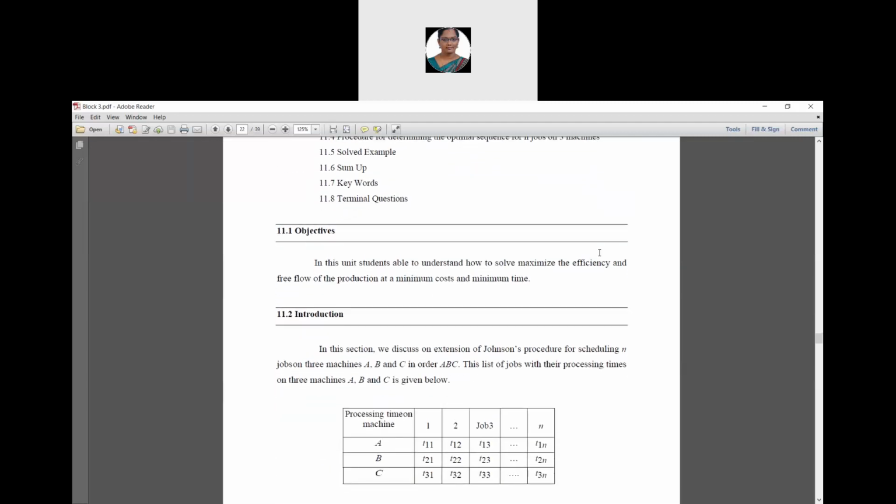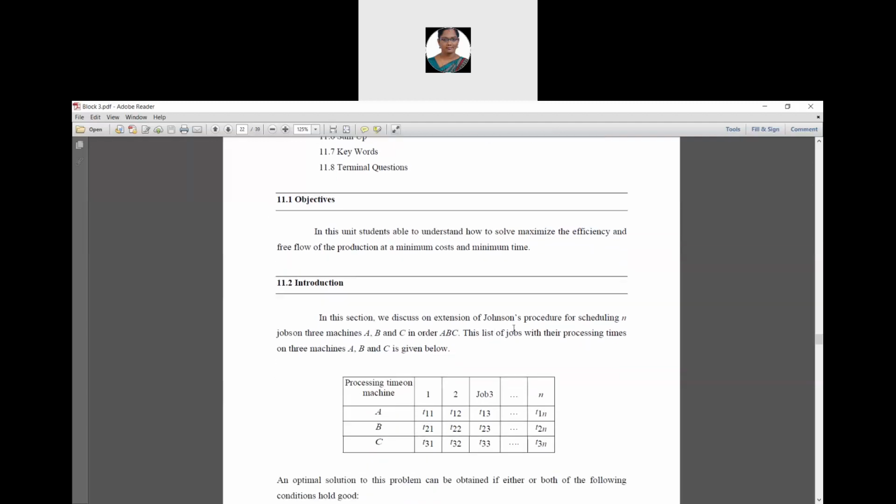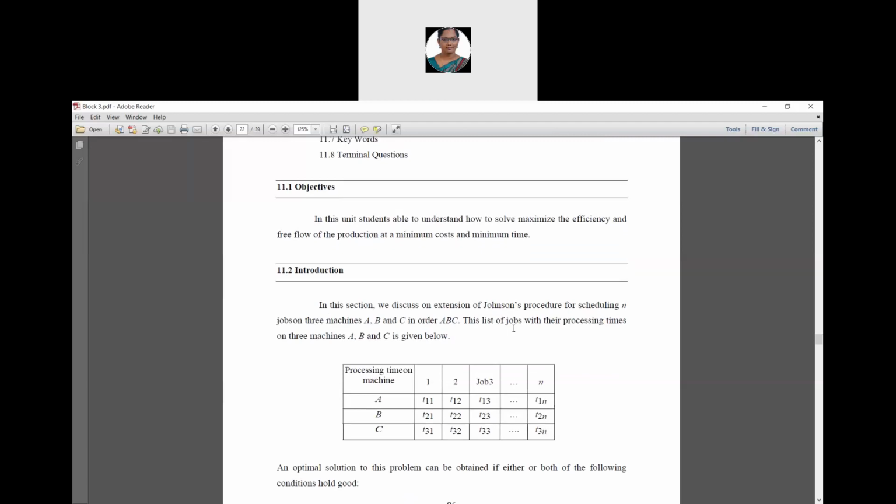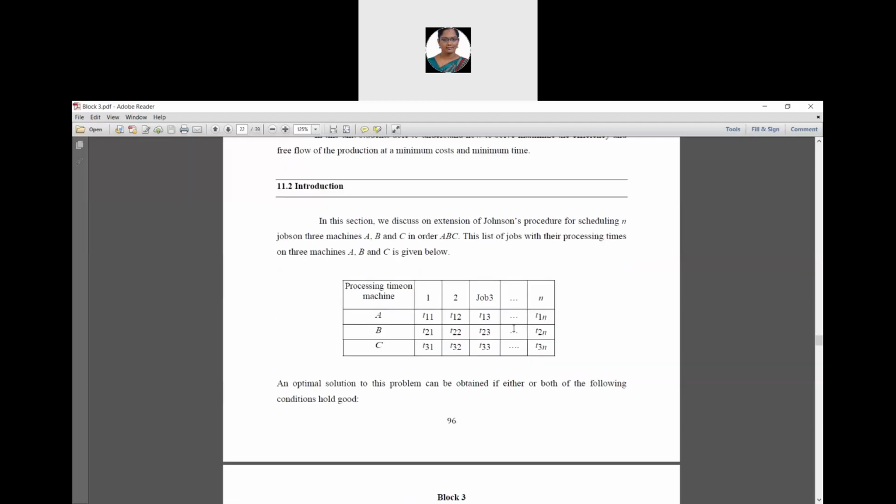First thing is objectives. In this unit, students are able to understand how to solve, maximize the efficiency and free flow of the production at a minimum cost and minimum time. So, introduction of this unit. In this section, we discuss an extension of Johnson's procedure for scheduling n jobs on three machines A, B and C in the order ABC.